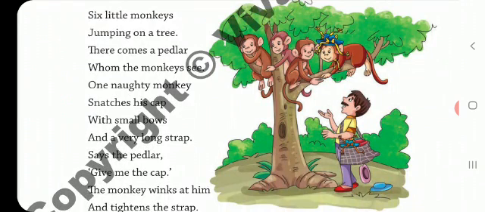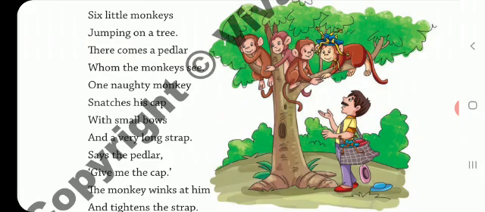Jumping on a tree. Tree is singular. There comes a peddler. Peddler is again singular. Peddler is a person who comes to sell things, whom the monkeys see. Monkeys again is plural over here. One naughty monkey, single monkey, snatches his cap. Cap is a naming word with small bows. Bows are plural because it ends in an S.